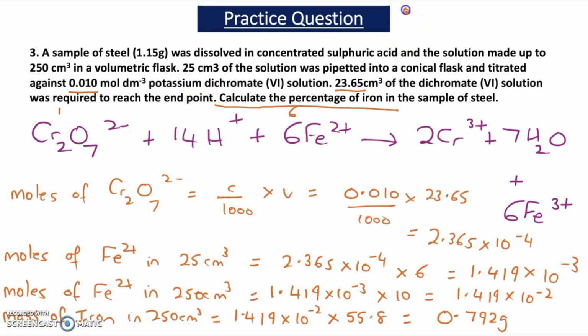Now to work out the percentage of iron in my sample of steel, I just go 0.792 divided by the mass of the steel, which is 1.15, and I times it by 100, and that gives me a percentage of 68.87%.